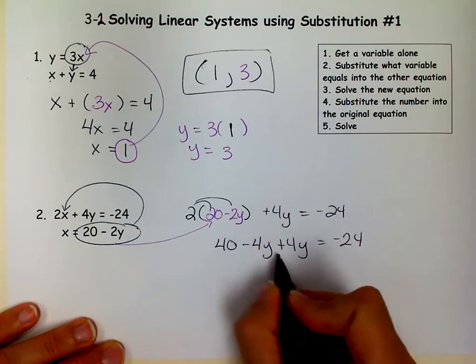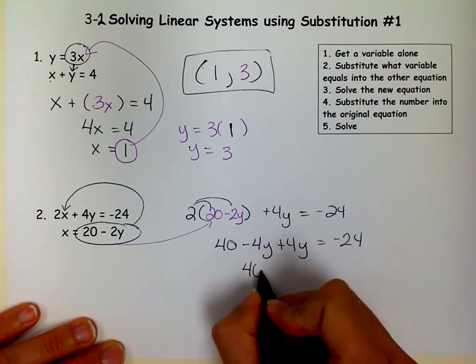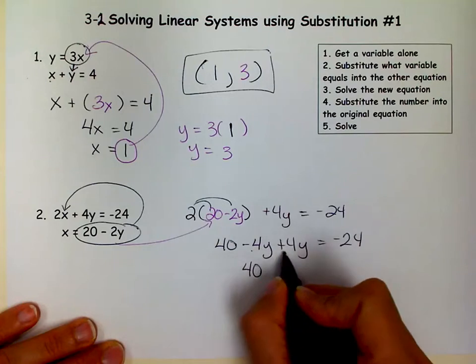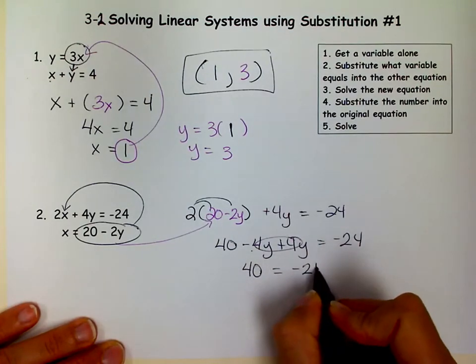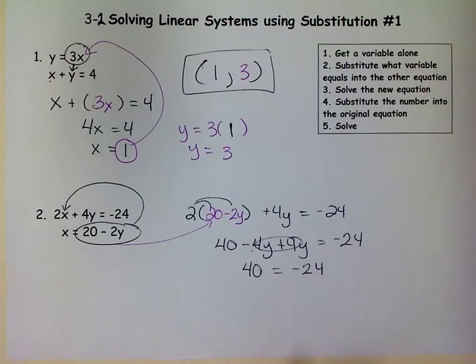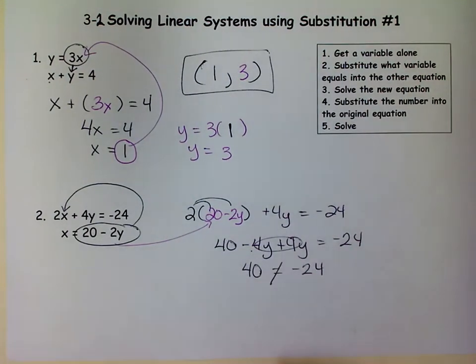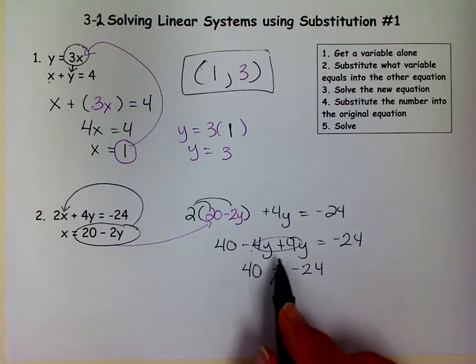So these two are combinable. So 40 plus 0, because negative 4y and 4y cancel out. So 40 equals negative 24. Now, that's not true. 40 does not equal negative 24. It's at this point where some kids think, oh, what did I do wrong? Well, you didn't necessarily do anything wrong. Both variables canceled out. When both variables cancel out, you either have the same lines or you have parallel lines.